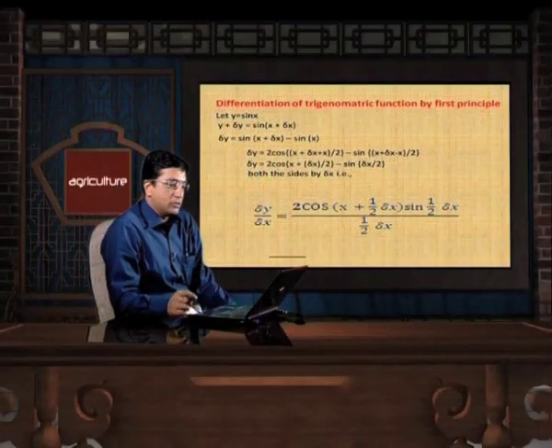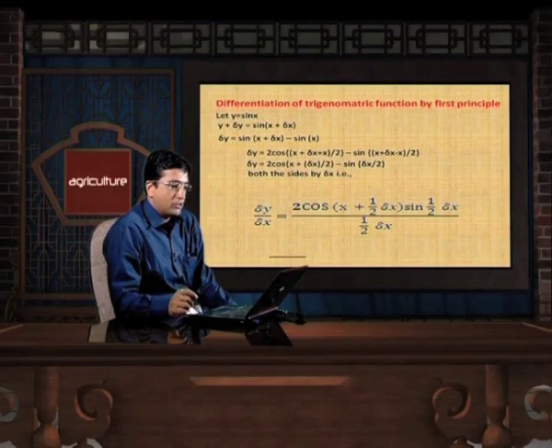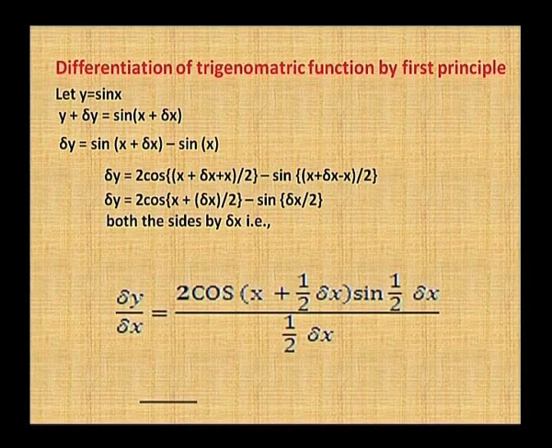Next we are going to use the first principle on a trigonometric function. Let y equals sin x, with small increments in y and x, like y plus delta y and x plus delta x. According to the definition, we subtract the first from the second. Delta y equals sin(x plus delta x) minus sin x. Delta y equals 2 cos((x plus delta x plus x) upon 2) times sin((x plus delta x minus x) upon 2).